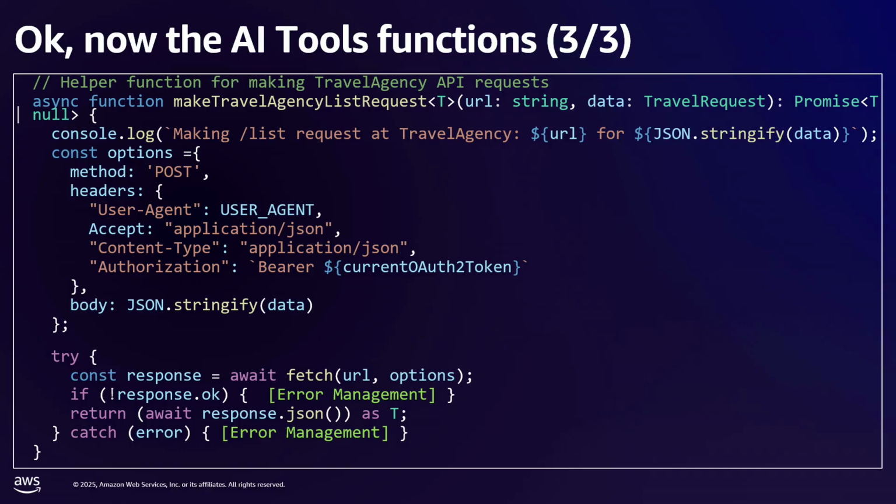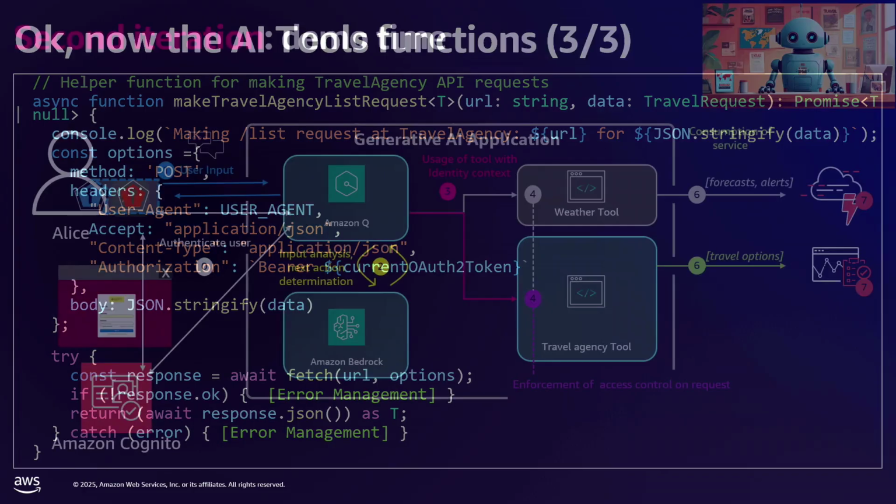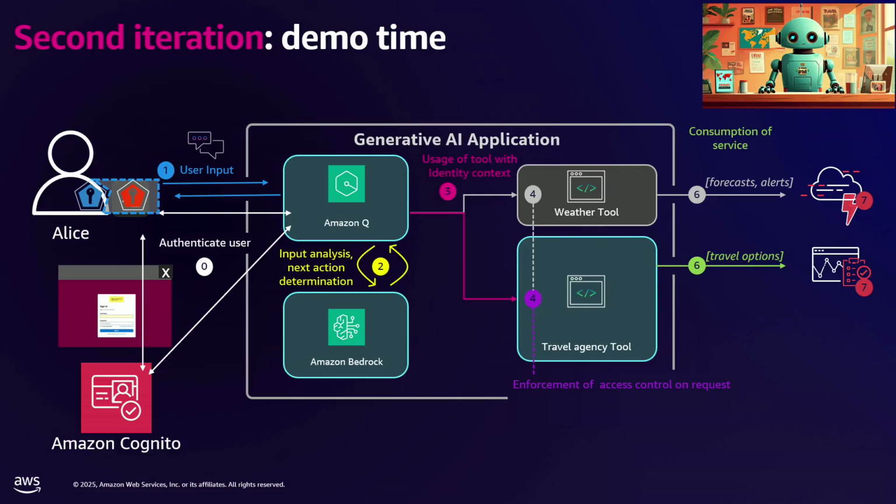So here, you see the authorization header is to pass in the access token for the MCP server to access the travel agency, which is probably somewhere in the middle of the screen. All right, I'll pass back to you.